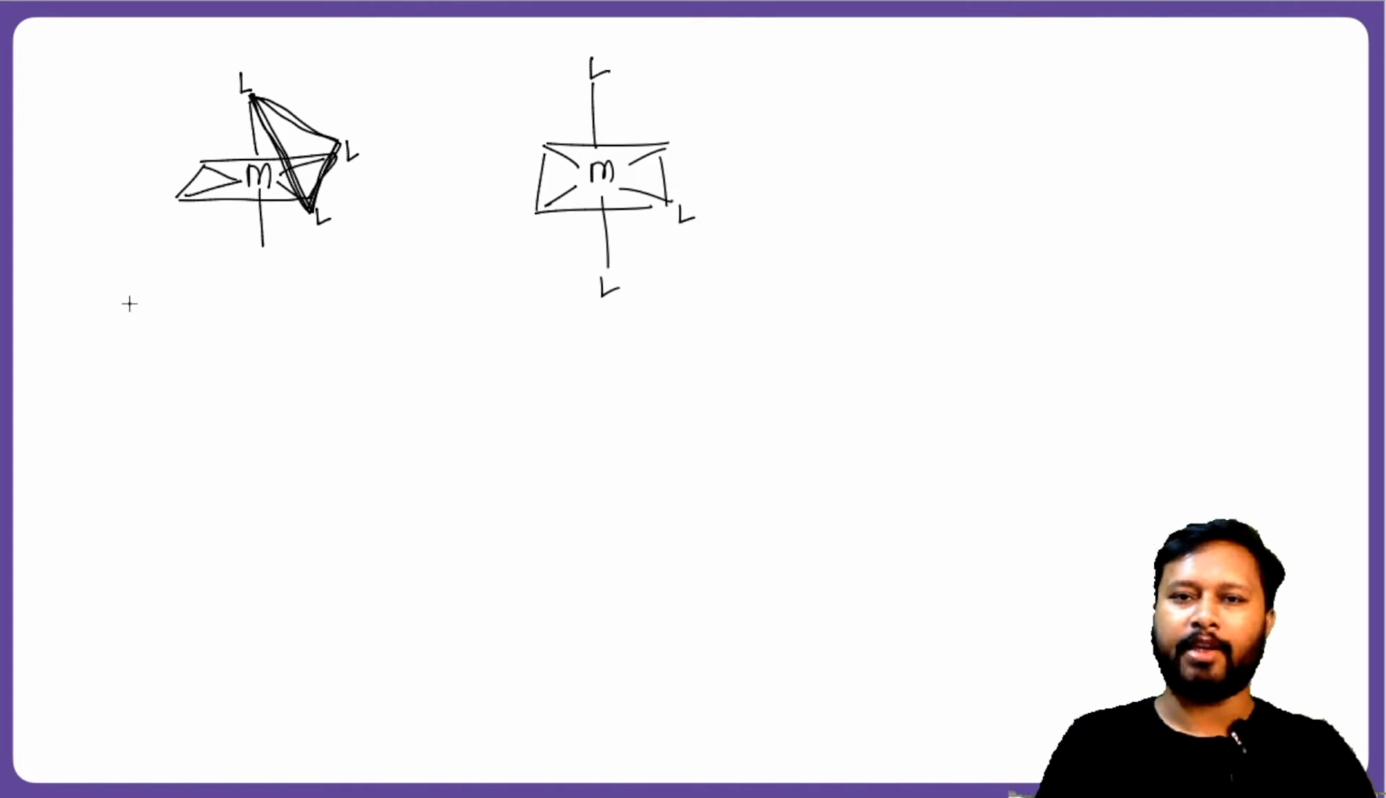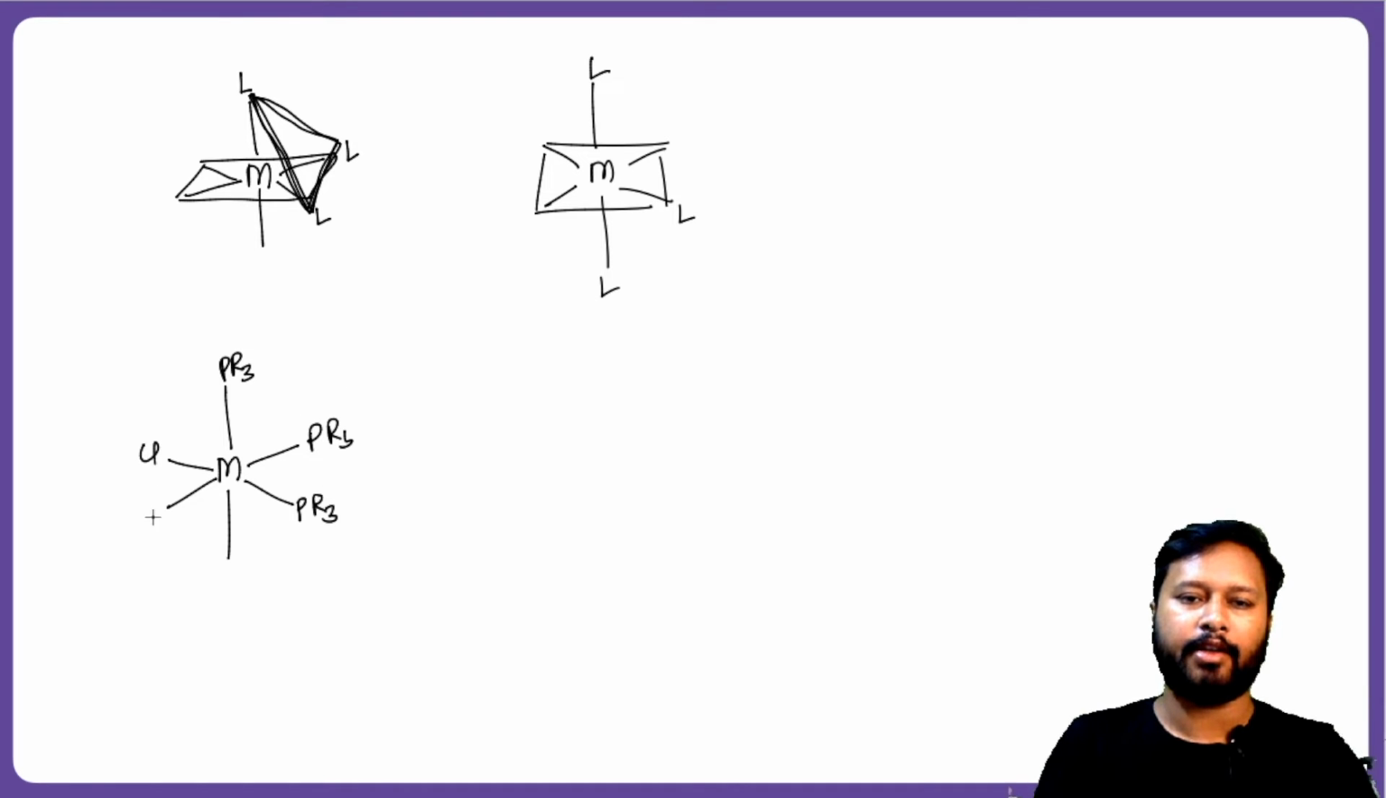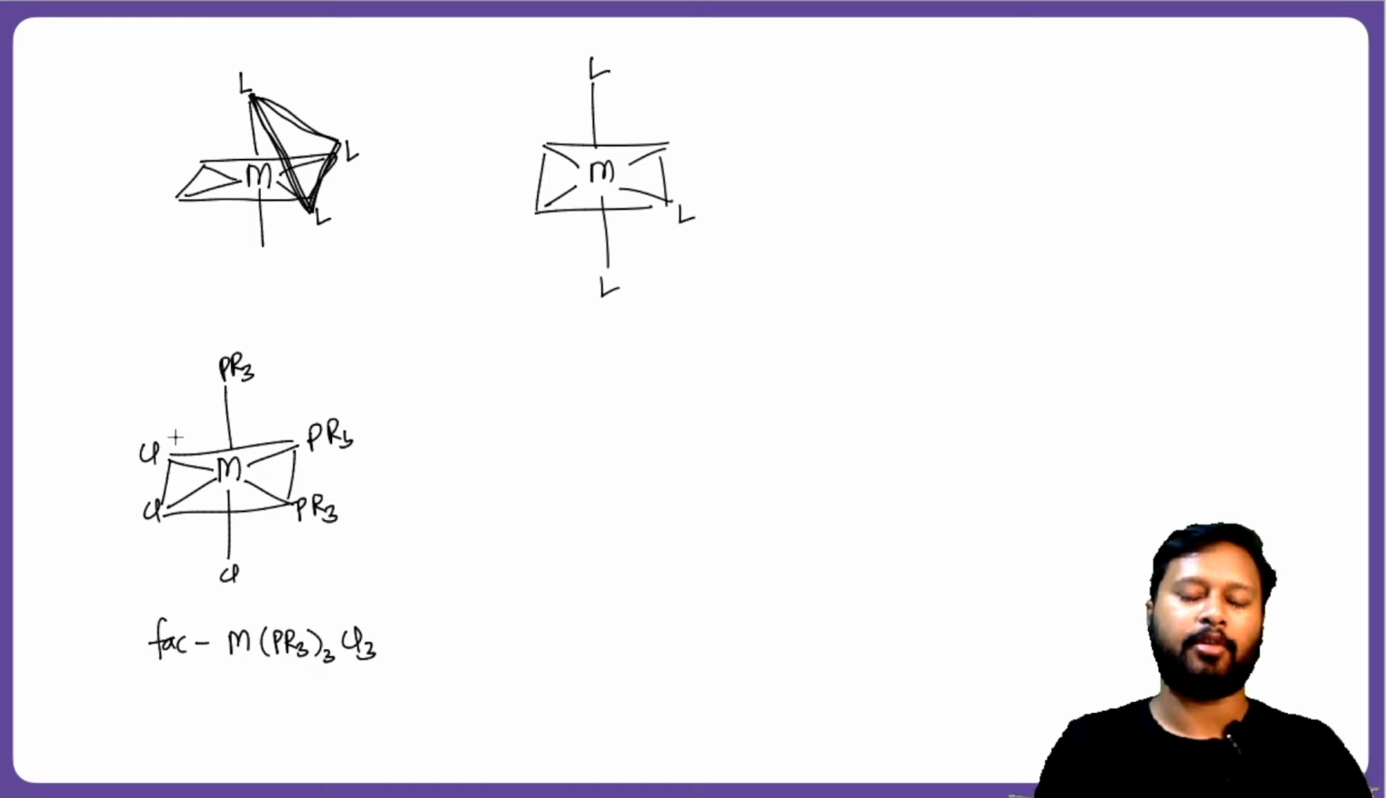All right, so let's take one more very quick example. Here I am going to have a metal, and now I am going to have a species, let's say PR3. So PR3, PR3 and PR3, this is going to be a facial isomer, right? All right, so this is my octahedral environment. This is the facial isomer of some metal (PR3)3Cl3. This is the facial isomer of that molecule.